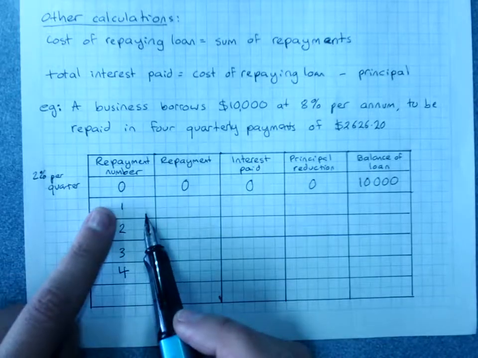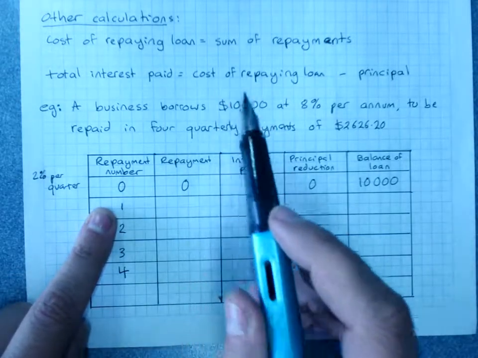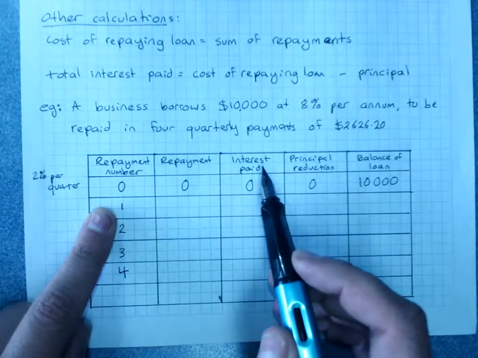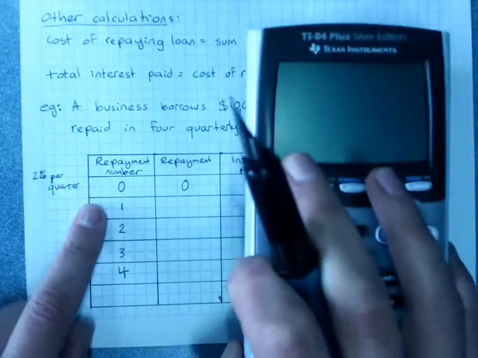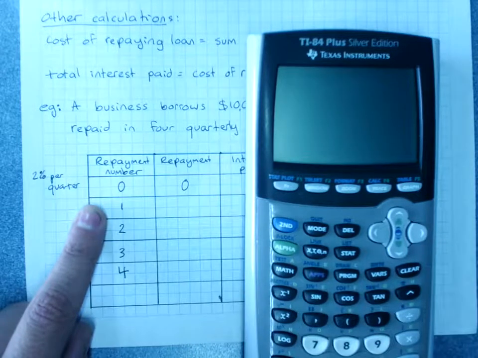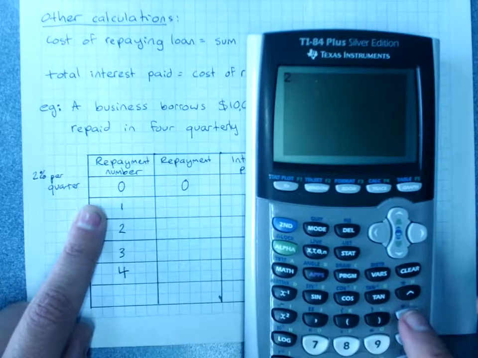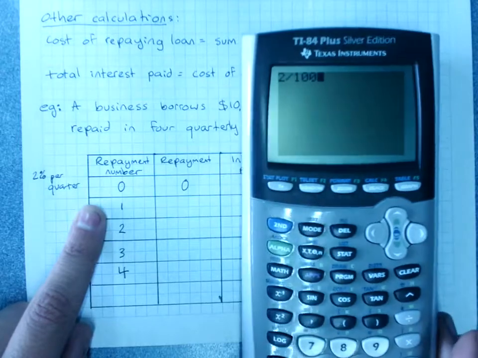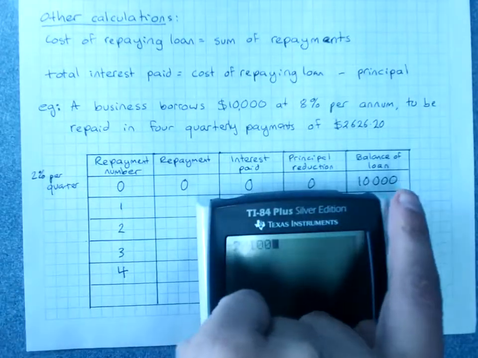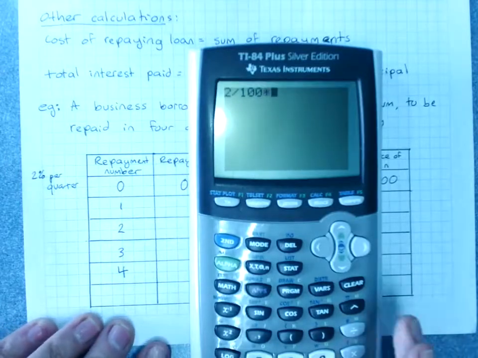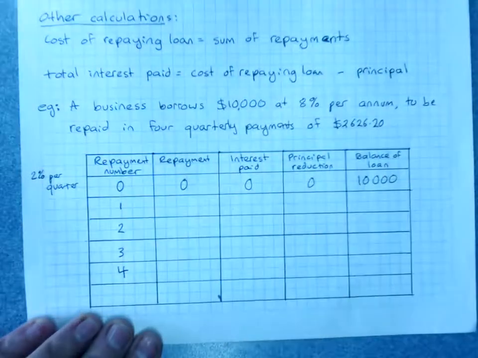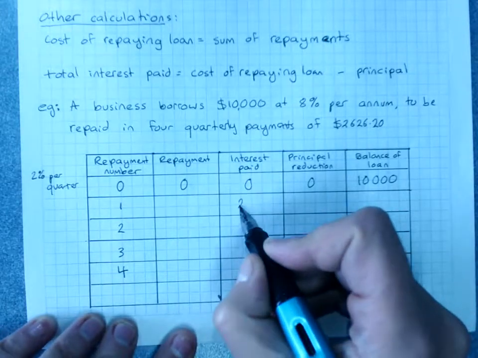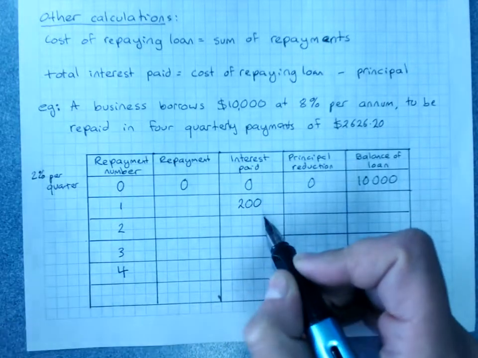So, repayment number 1, the interest that is getting charged on $10,000 will be our interest rate, 2%, as a decimal, divided by 100, times by the balance of the loan, which at the moment is $10,000. So $200 is the interest that has been charged in the first quarter for having this loan.